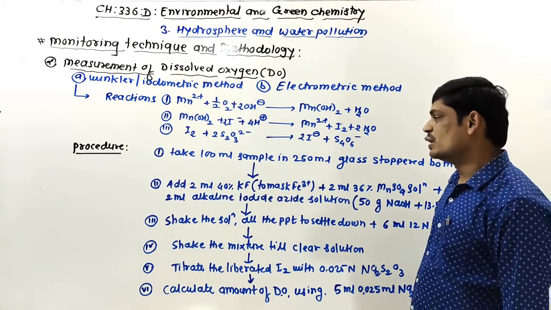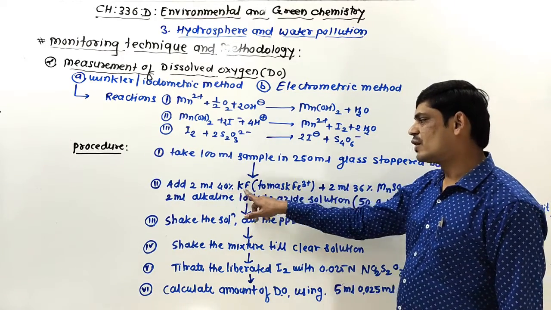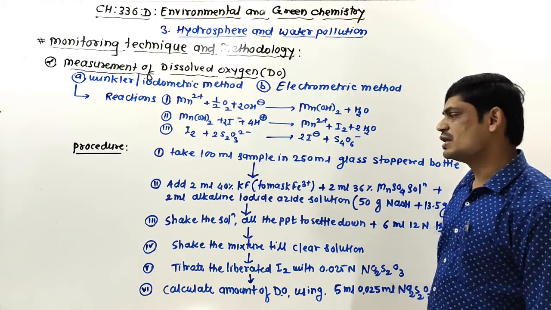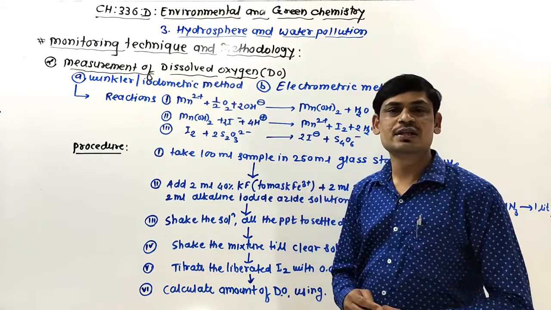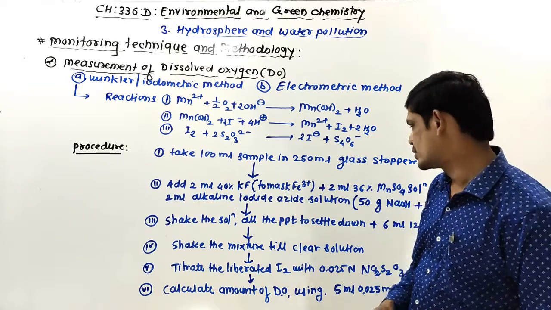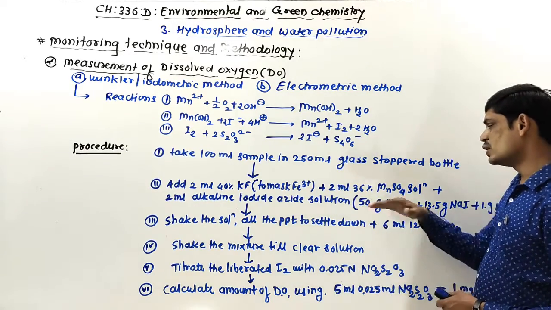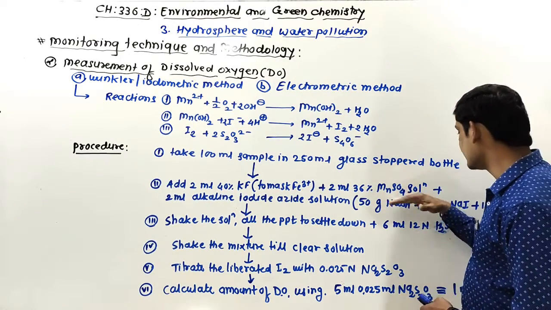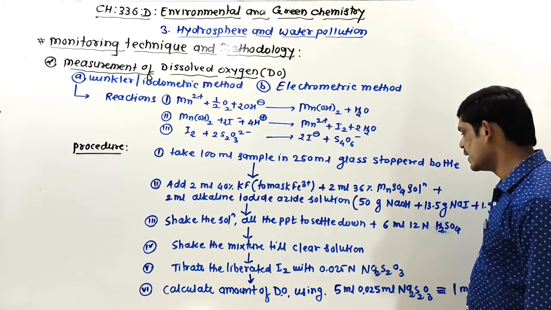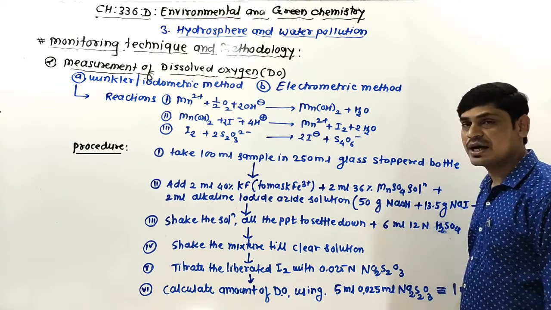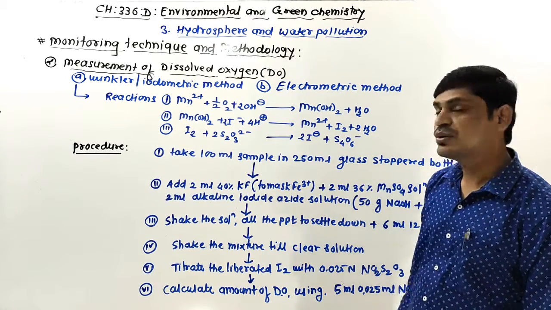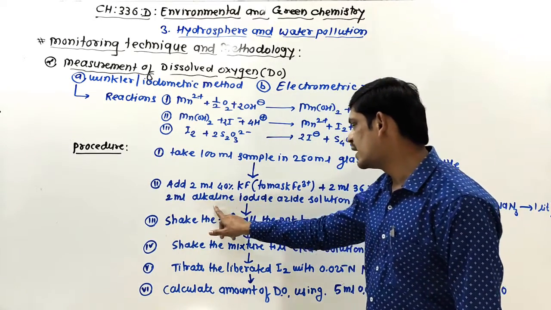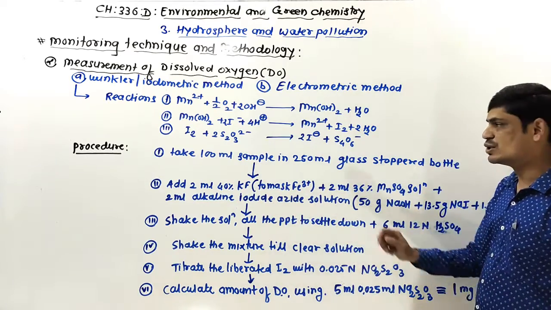Then 2 ml of 40% KF solution is added. The addition of KF is to mask the Fe3+ ion present in the solution. Into that, 2 ml of 36% MnSO4 solution is added. It means that here we are going to add a divalent manganese. And in this solution, we have to add 2 ml of alkaline iodide azide solution.